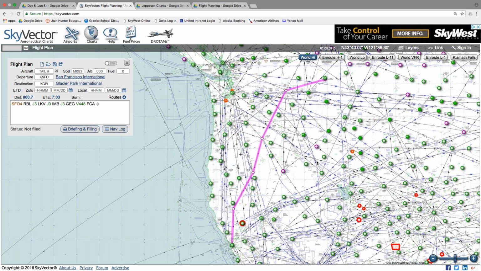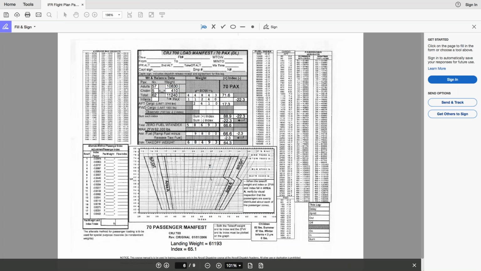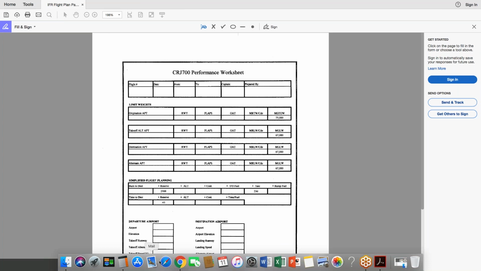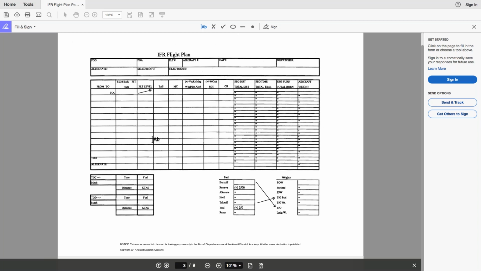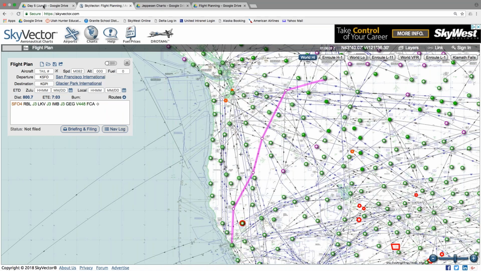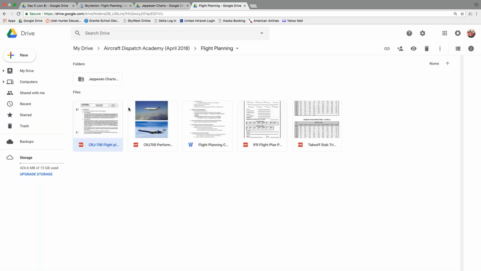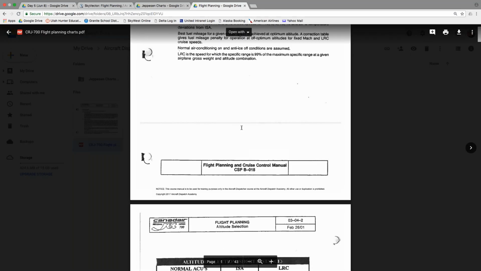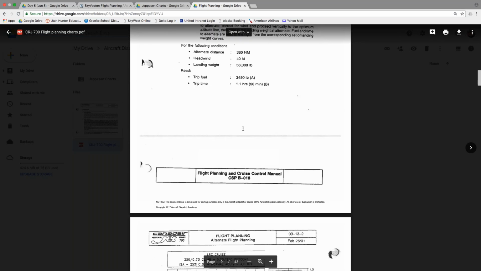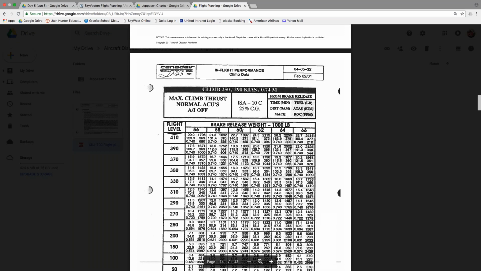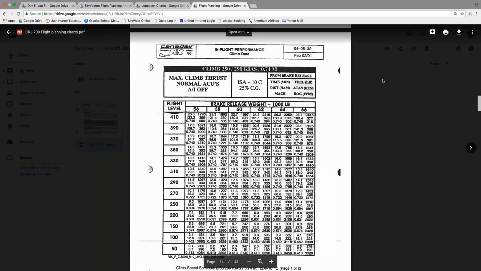Anyways, okay, now we've got our altitude. So let's figure out where our top of climb and top of descent are, and we can start doing our flight plan here. Okay, so we've got to come over here to our performance charts. We're going to go to our climb chart, and we're going to be using ISA.